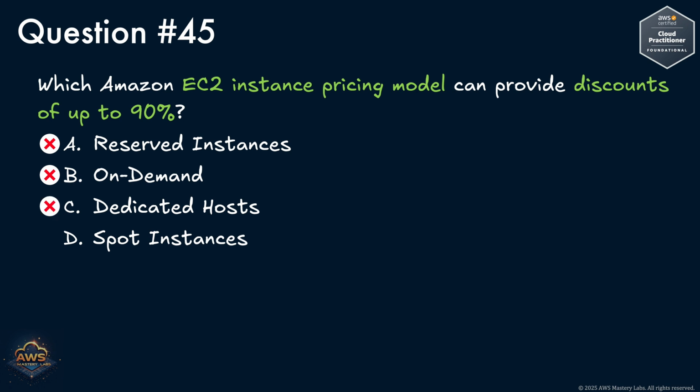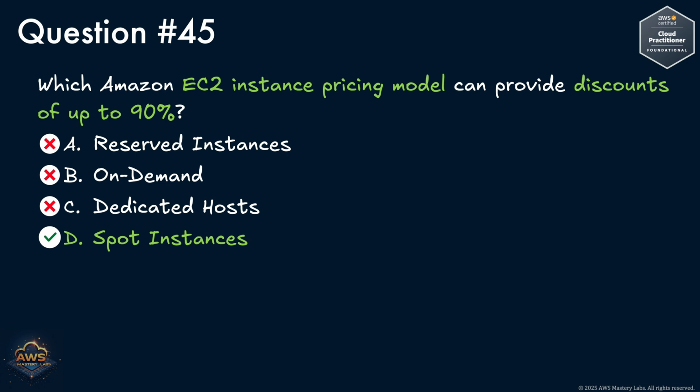Option C, dedicated hosts. Dedicated hosts are physical servers dedicated for your use, allowing you to use your existing per-socket or per-core software licenses. These are designed for compliance and licensing needs rather than cost savings. In fact, dedicated hosts are among the most expensive EC2 options and certainly do not offer steep discounts. Incorrect, because dedicated hosts focus on compliance, not cost optimization.